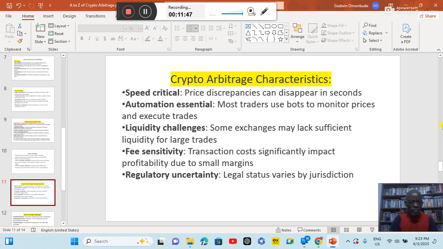And number 4 is fee sensitivity. Transaction costs significantly impact profitability due to small margins. And number 5 is regulatory uncertainty. Legal status varies by jurisdiction.